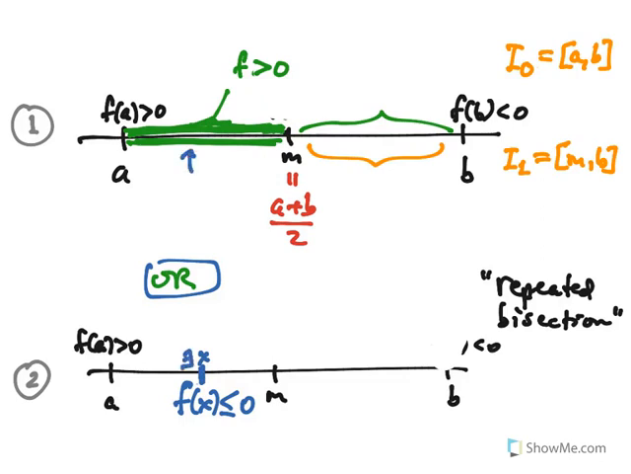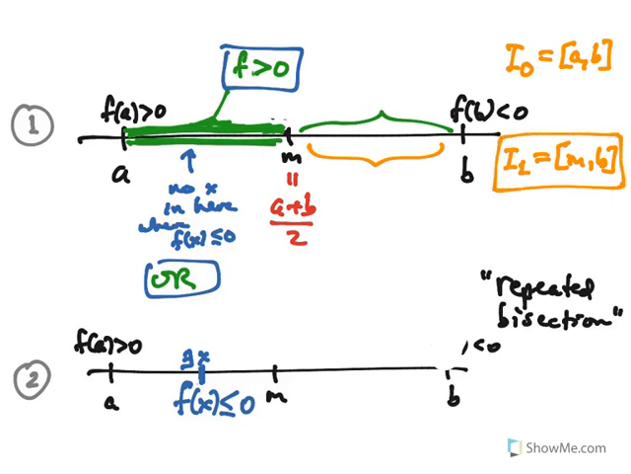So in this case, there are no such points. There are no values of x in here where f of x is less than or equal to 0, because the function is strictly positive on that entire half. Okay, so let me designate the cases like that. I'm going to update my interval so that I1 is now this half in this case, because the value at m, f of m, is positive, since the value is positive everywhere in that entire closed interval, including at the endpoint m.